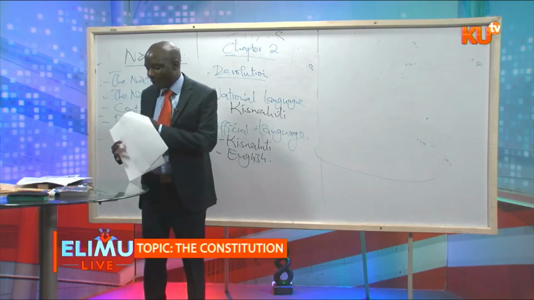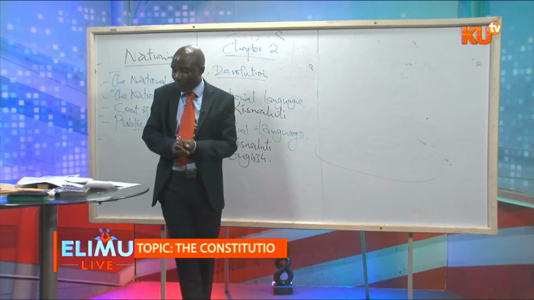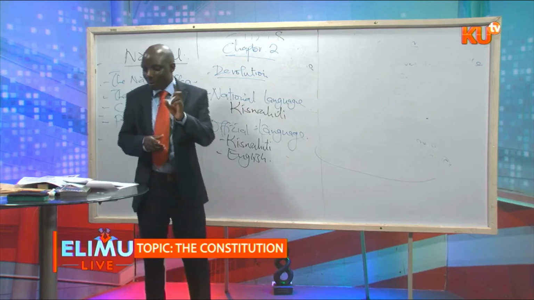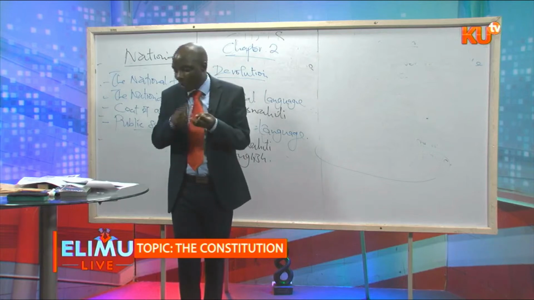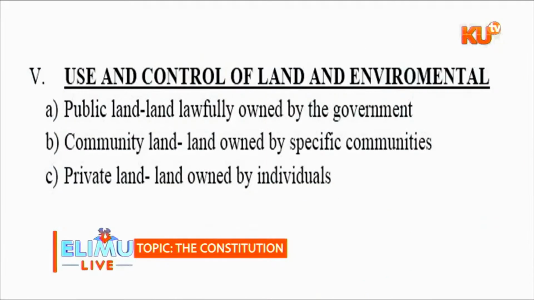Because of time, I want also to talk about the other element of the Constitution, that is briefly land. We have three types of land in Kenya. We have the community land which is owned by a community. We also have private land, which is owned by individuals or by citizens, and also we have public land, which is owned by the government.